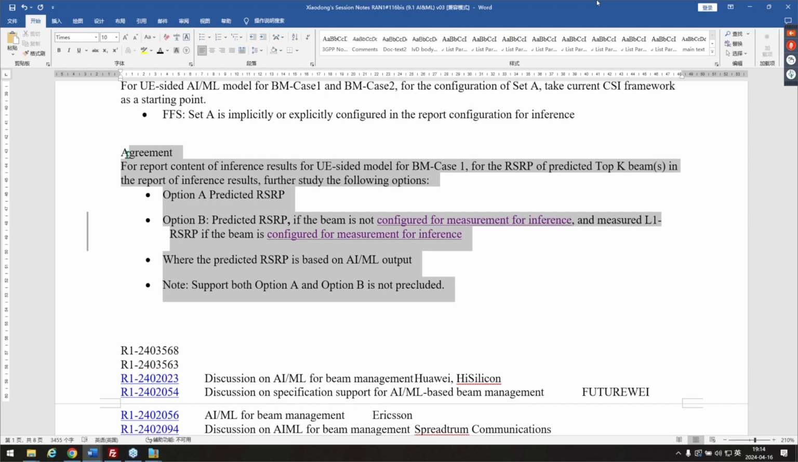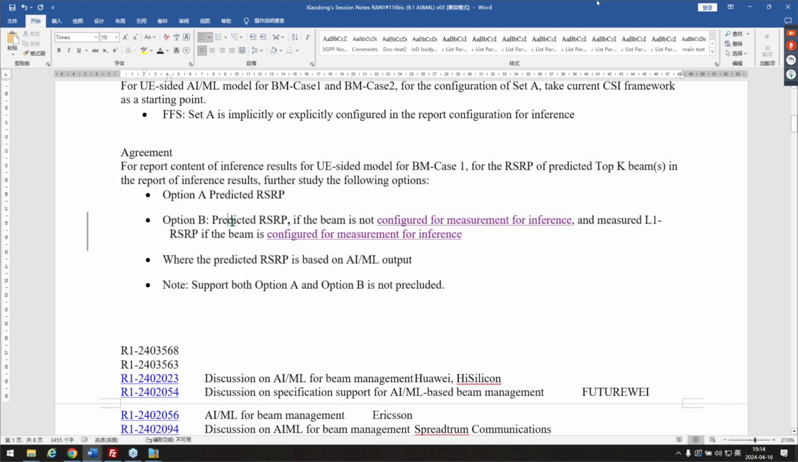Spectrum. Thank you. Just one question about option B. I want to know whether the RSRP will be the predicted RSRP or the measured RSRP, right? Yes. Without additional indicator. Yes. So the configured measurement for UE, the UE must measure and get the RSRP. Yes. Okay, thank you.